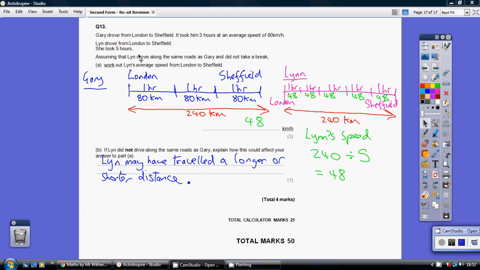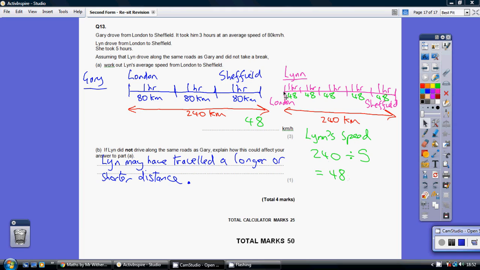Now she takes 5 hours. So let's break that journey down into chunks of 5. 1 hour, 1 hour, 1 hour, 1 hour, 1 hour. Now we know the whole length is 240. We're trying to break it down into 5 equal chunks. So what's each of these chunks going to be? Well, it's going to be 240 divided by 5, which is 48.